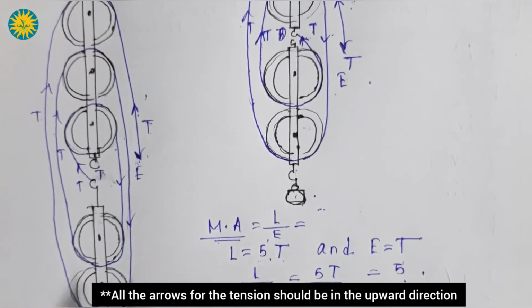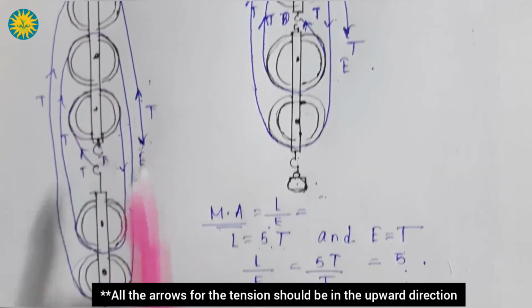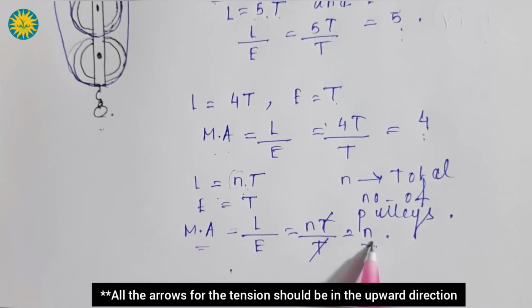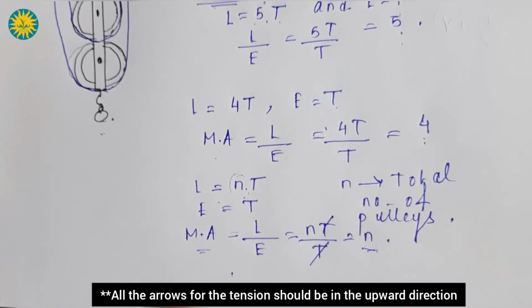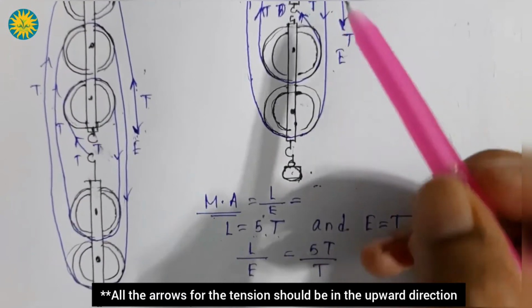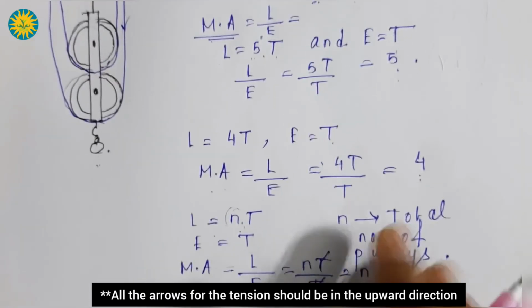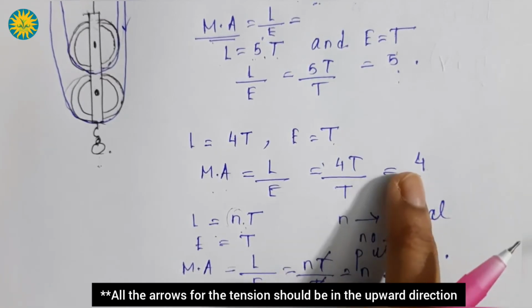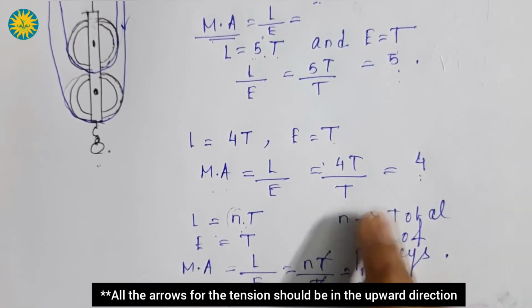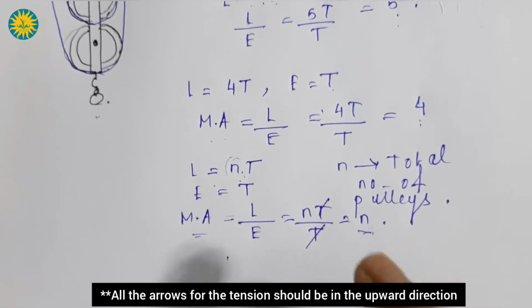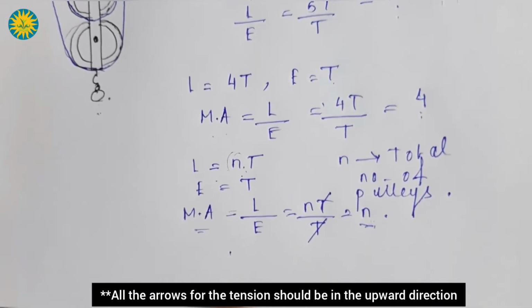You are using 5 pulleys in this case, so your mechanical advantage was equal to N, so it is 5 for that case. And for the second one, you are using 4 pulleys and your mechanical advantage was coming to be 4, so that is equal to the number of pulleys used. So it's very easy for you to calculate mechanical advantage like this.